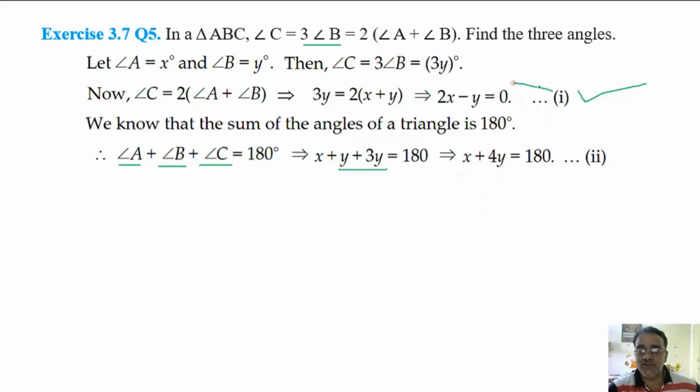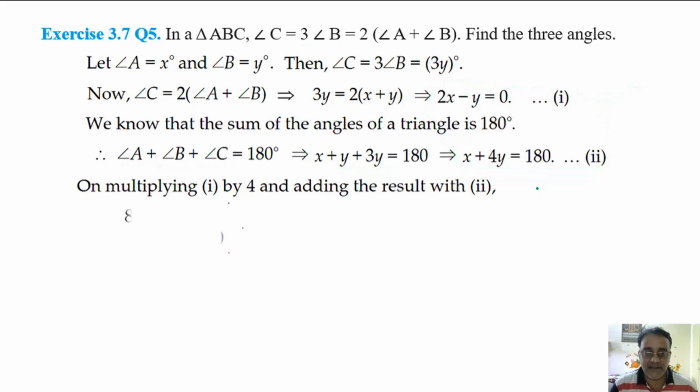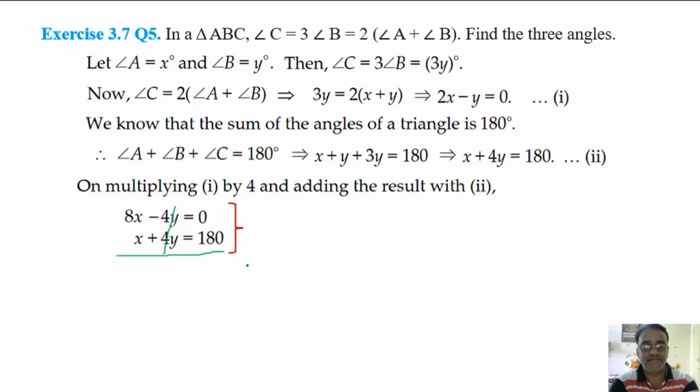Okay, now we have to solve these two equations. So what we will do, we will multiply this with 4. Then we will add. So after multiplying by 4, see what comes. Now if you add, what will you get? 9x is equal to 180. Right, 9x is equal to 180. So what is x? 20. Fine. So we got the value of x, 20.